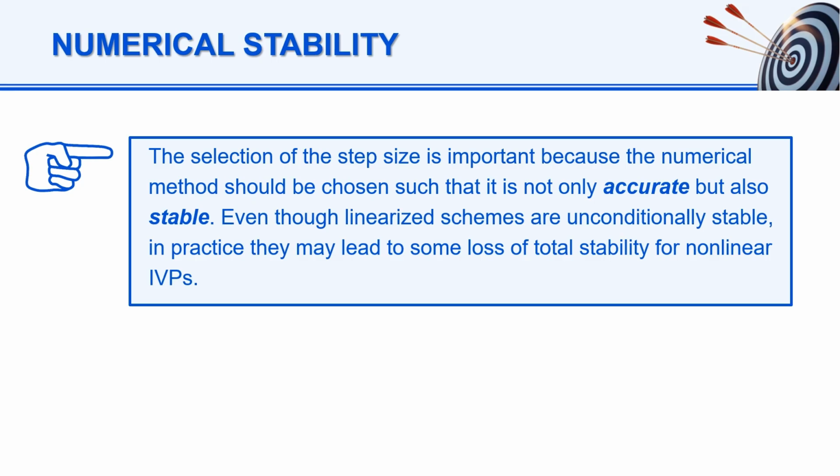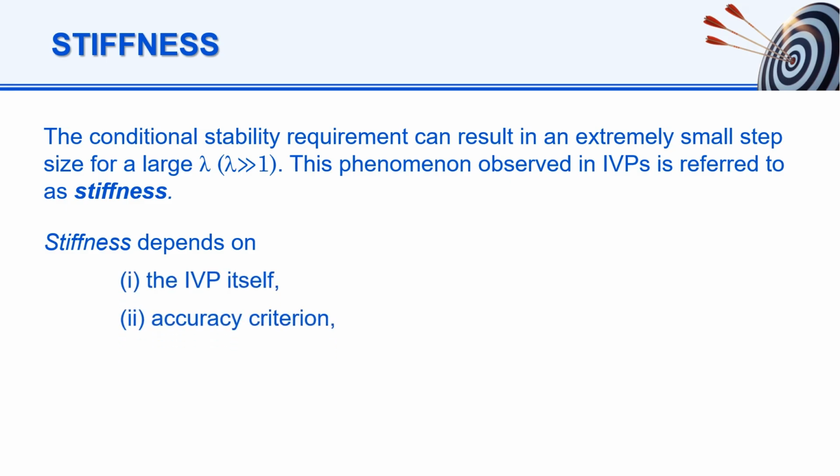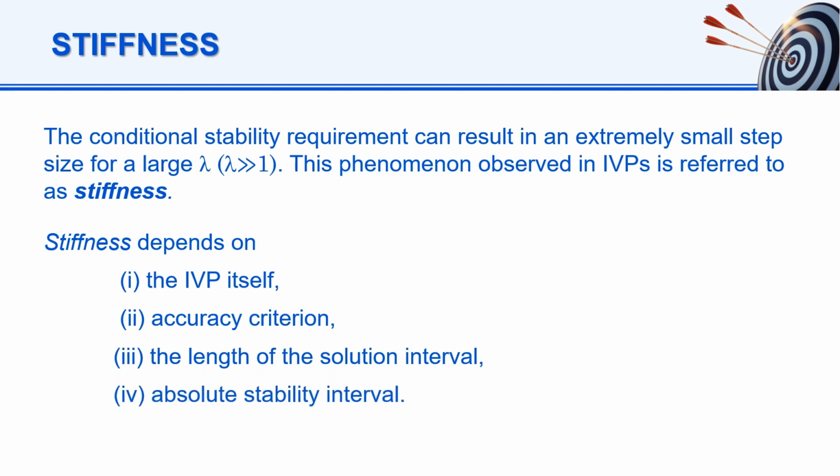Even though linearized schemes are unconditionally stable, in practice they may lead to some loss of total stability for nonlinear initial value problems. The conditional stability requirement can result in an extremely small step size for a large lambda. This phenomenon observed in initial value problems is referred to as stiffness. Stiffness depends on the initial value problem itself, the accuracy criterion, the length of the solution interval, and the absolute stability interval.